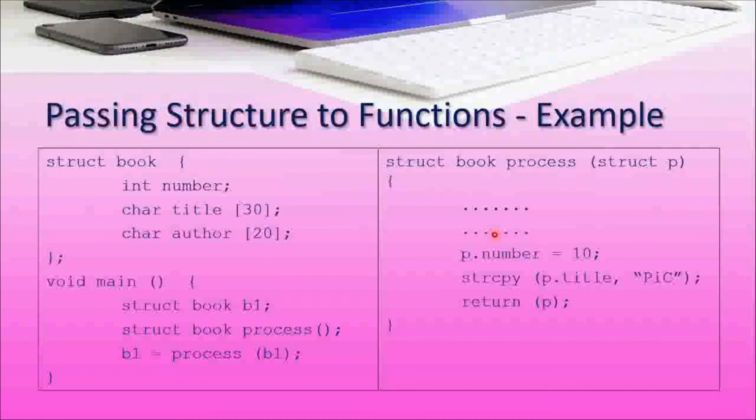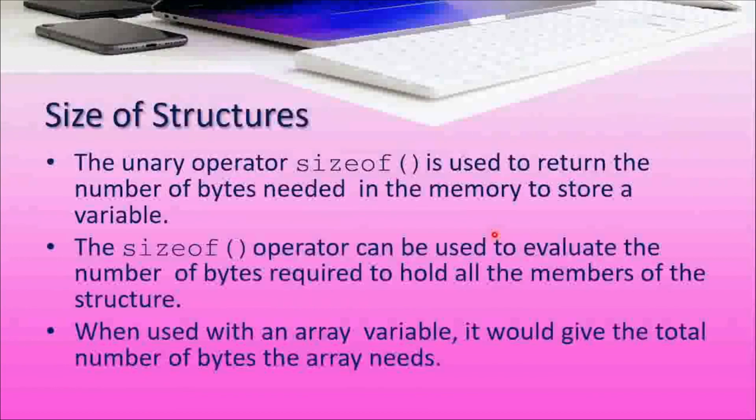And how to pass a structure using pointers, that we will study in the next module, while we are studying about pointers. And then there is a unary operator sizeof, that you have already studied. The sizeof operator will give you the memory space that is occupied by that particular variable. So if you give an integer variable to sizeof, it may return 2 or 4 depending on the type of machine that you are using. So the sizeof operator is a unary operator. It is used to return the number of bytes needed in the memory to store a particular variable.